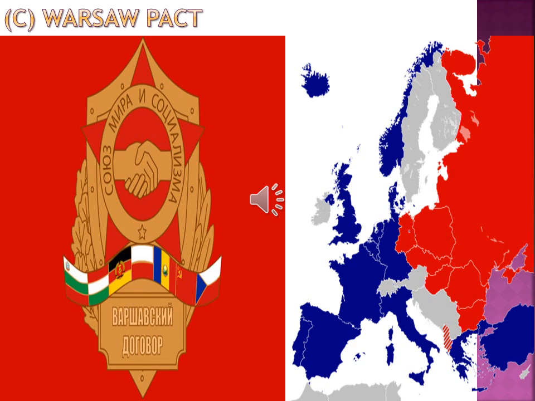A joint command of armed forces of the member countries with its headquarters in Moscow was set up. So like NATO, the Warsaw Pact also had a joint command of armed forces. But the Warsaw Pact was dissolved in 1991 following the breakup of the USSR.